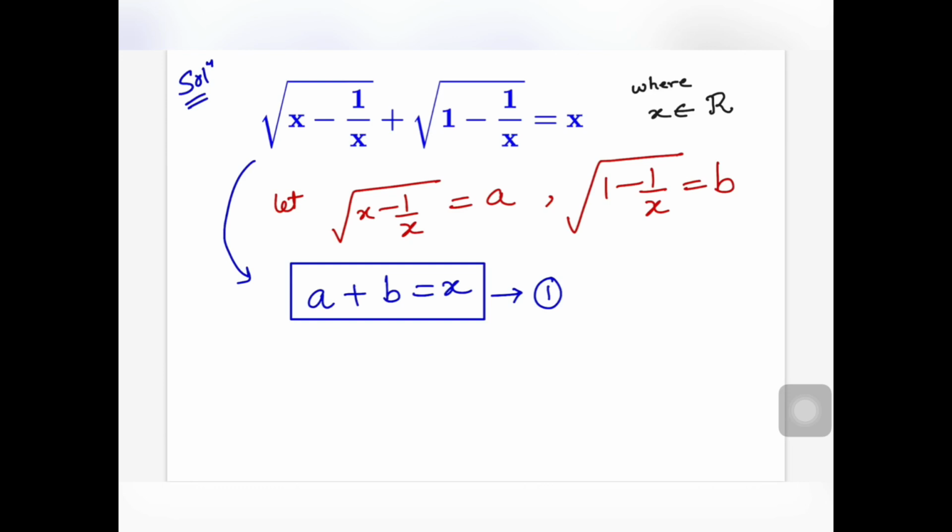One more thing I can do from these equations: suppose you are squaring both sides, so what will happen? The square and square root will get cancelled, right? So that's what we are doing here. If we square the equation of a, I will get x minus 1 by x because the square root will vanish, and b squared equals 1 minus 1 by x. The same thing will happen on both sides.